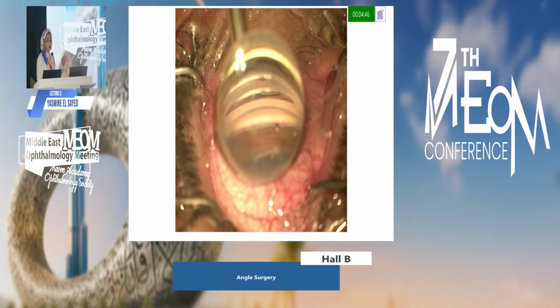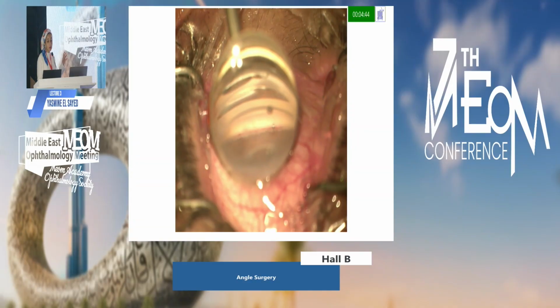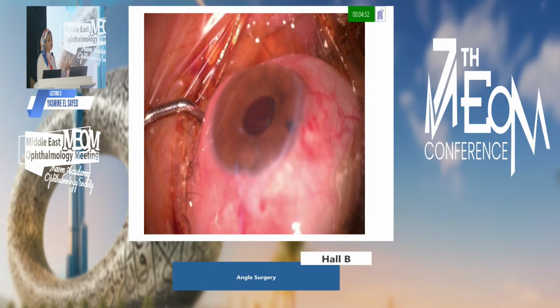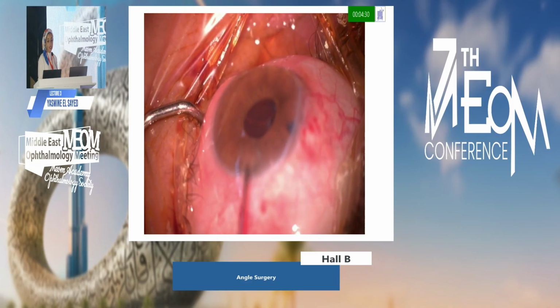This is how to locate the Schlemm's canal in cases where it's equivocal or hypopigmented. You can deflate the anterior chamber. The blood will regurgitate into the Schlemm's canal, delineating it, and then you can reinflate it so you don't have this blood in the anterior chamber.